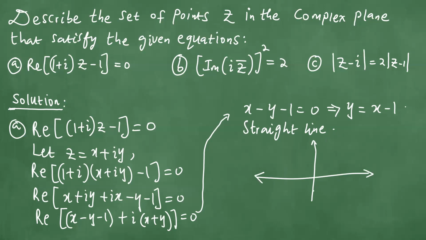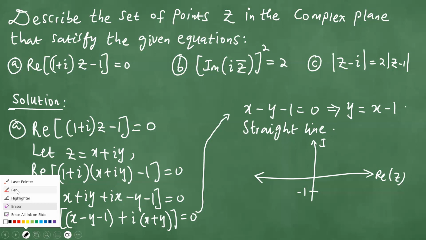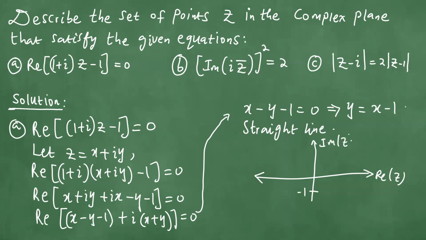When x is 0, we can see that clearly y is −1. And obviously, this is the real part of z, and this is the imaginary part of z, like so. And when y is 0, x is 1. And then we have exactly that. So the equation of this line is y = x − 1.